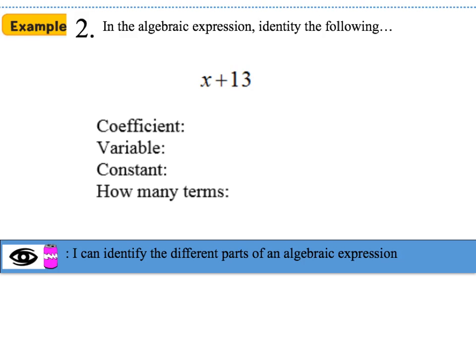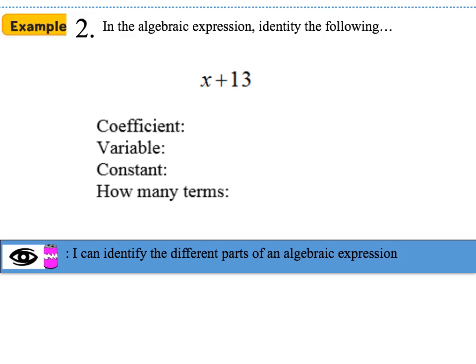Example 2 says, in the algebraic expression, identify the following. So they're giving us the algebraic expression that says x plus 13. We know this is an algebraic expression because it has a variable, it has an operation sign, which is the plus sign, and it has the number 13. So the first thing we need to identify is what's the coefficient. And if you remember back to the vocabulary slide, a coefficient is the number in front of the variable, or the number being multiplied by the variable.